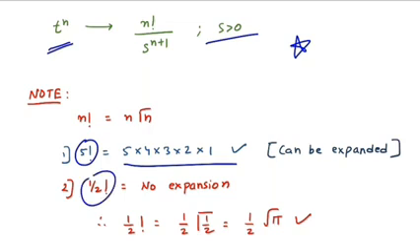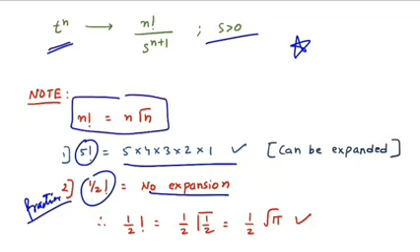Then it won't work. If a fraction is present, it can be half, it can be 3 by 2, 5 by 2, then there is no expansion. Then you have to use some relationship. See, n factorial is equal to n gamma n. So you can say that half factorial is equal to half gamma half, and the value of gamma half is root pi. This is the important result which I want to make sure you are writing down.